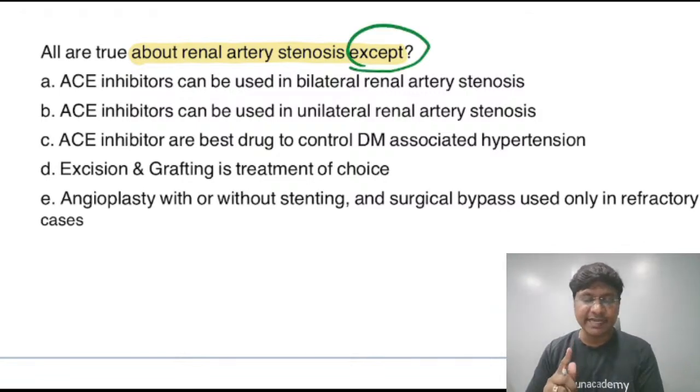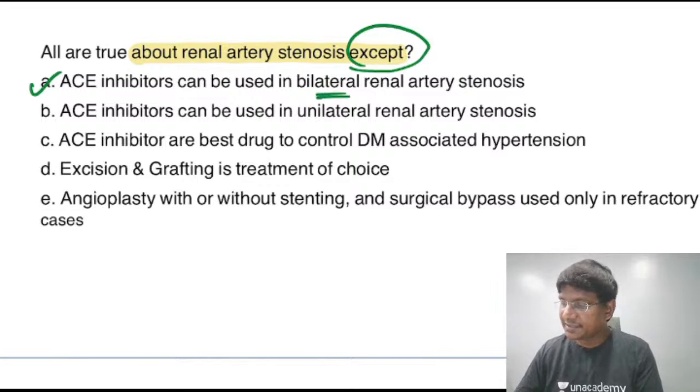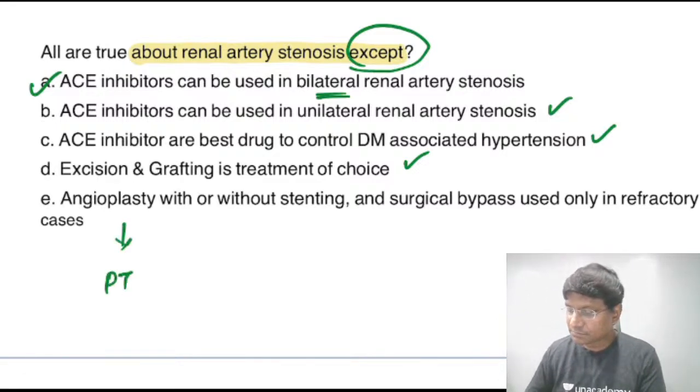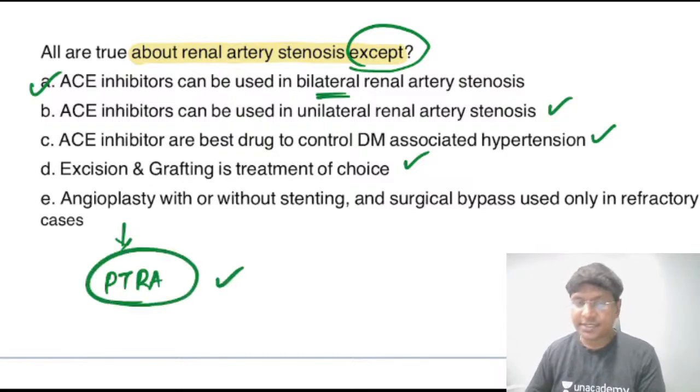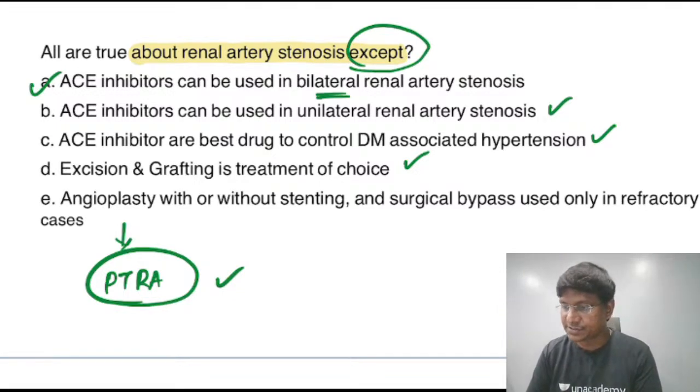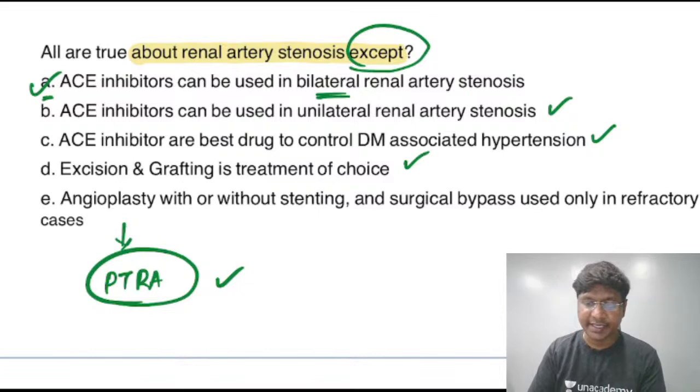So remember, when there is bilateral renal artery stenosis, the ACE inhibitors are absolutely contraindicated, whereas in unilateral renal artery stenosis, we can give ACE inhibitors. In diabetes with hypertension, the best drugs are the ACE inhibitors. Excision and grafting is definitely the treatment of choice. And the type of angioplasty that we will do is percutaneous transluminal renal angioplasty, that is PTRA, in refractory cases. So the incorrect statement is A.